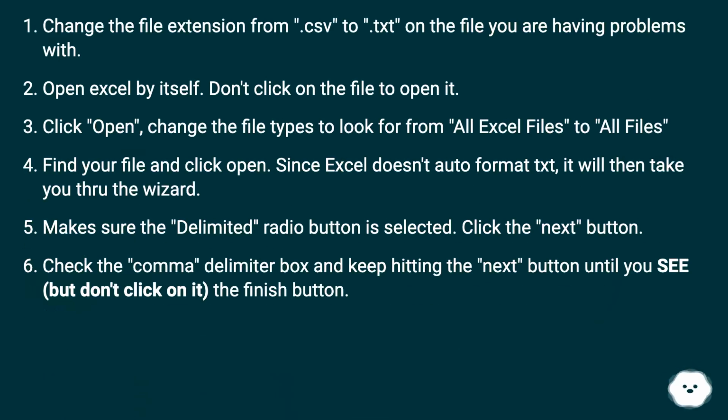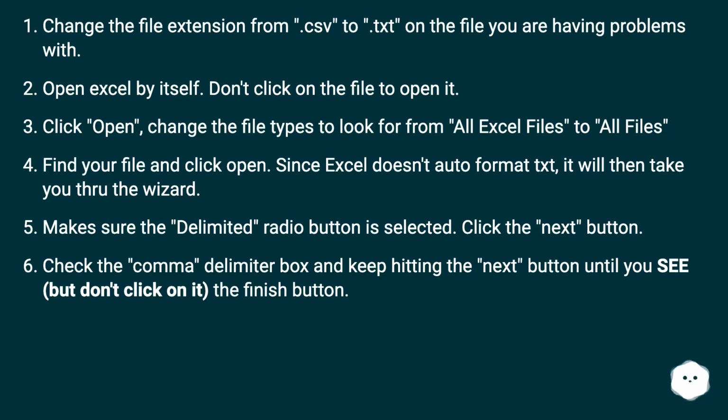Change the file extension from CSV to text on the file you are having problems with. Open Excel by itself. Don't click on the file to open it, click Open. Change the file types to look for from all Excel files to all files. Find your file and click Open. Since Excel doesn't auto-format text, it will then take you through the wizard.